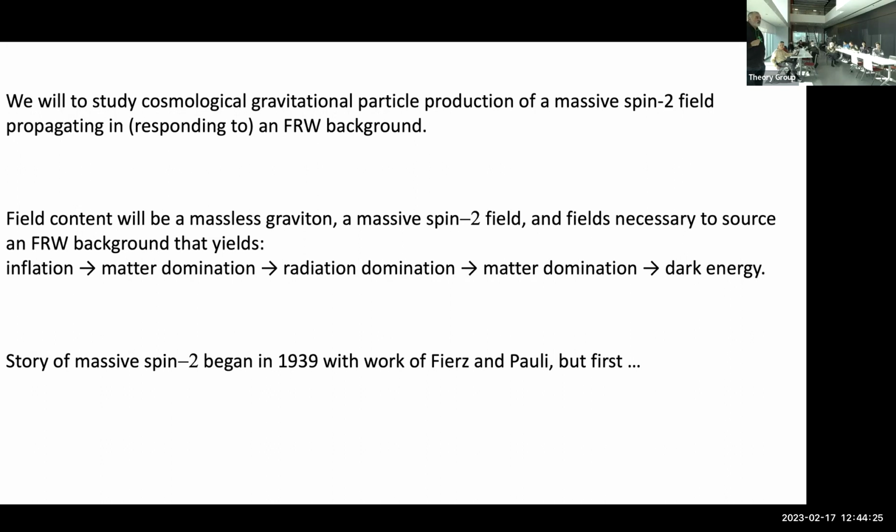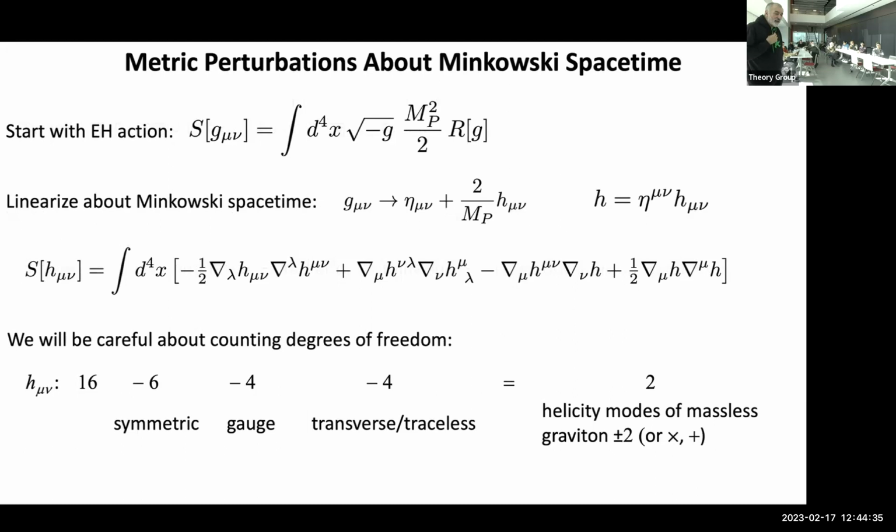All right, so the story of a massive spin 2 field began in 1939 with the work of Fierz and Pauli, but first let me do something simple. Just look at metric perturbations about Minkowski spacetime. So just start with the Einstein-Hilbert action and linearize the metric about Minkowski spacetime, and let the linear perturbation be h mu nu. And when I write h without indices, this is the trace of h mu nu. And this is what you would get for the action, linearizing the Einstein-Hilbert action about Minkowski.